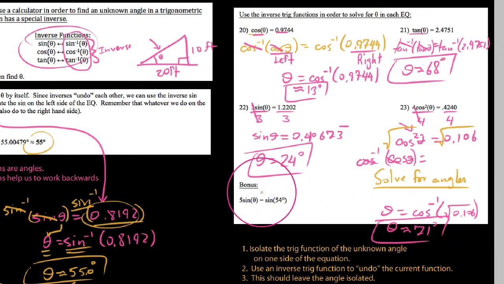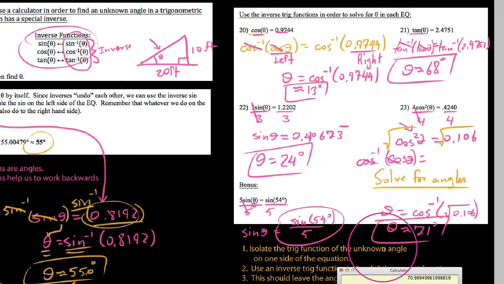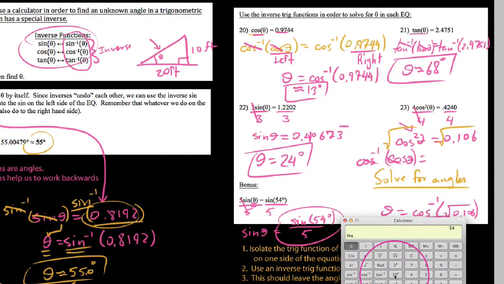And then last but not least, this bonus one here, it just tends to throw people that we have sines on both sides. But keep in mind we're solving for theta, which means first, let's get the sine of theta by itself, which means we'll divide by 5. The nice thing about this equation here is that on the right side, you say, well, what do I do with the sine of 54? Since we know the angle is 54, we can actually just go ahead and evaluate this right side on a calculator. That is, we could say, well, let's find the sine of 54.